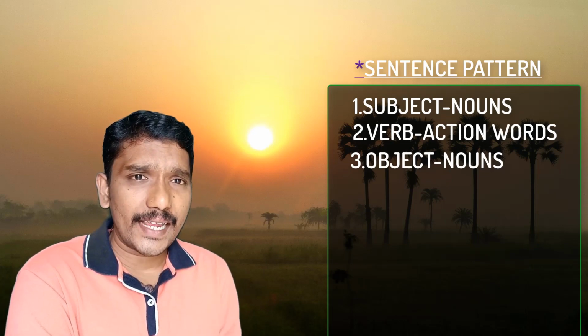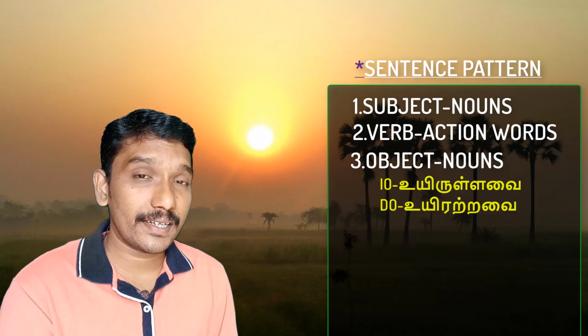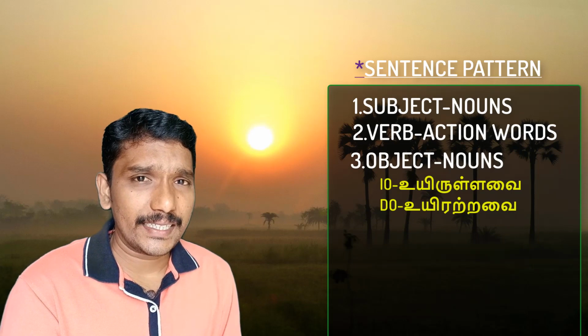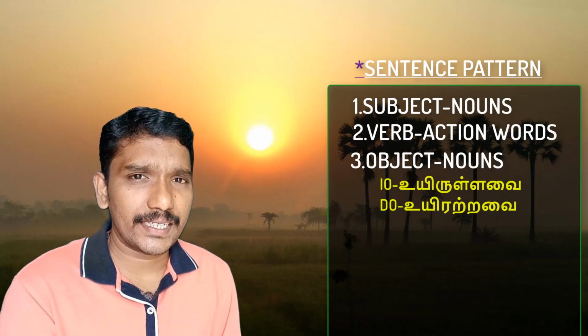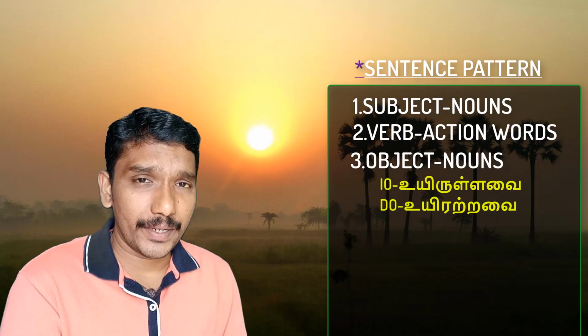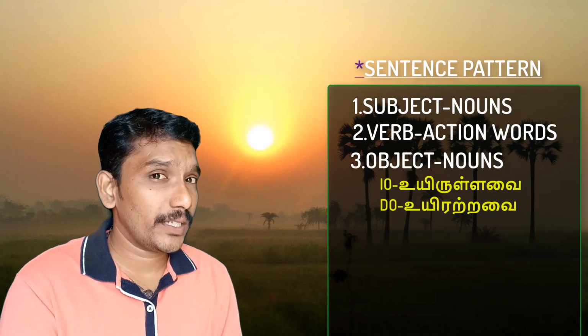Next one, we can classify the object into two types. One is indirect object and the other is direct object. How can we identify these? Very simple. In a given sentence, after the verb, we can have two objects. There we can find the indirect object and also the direct object.